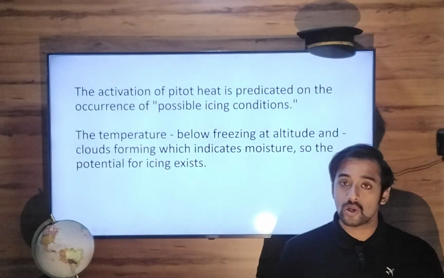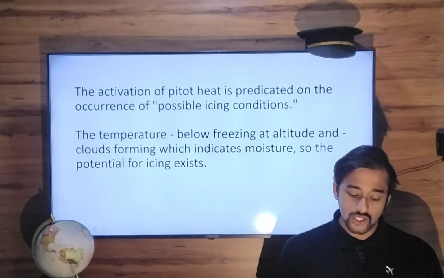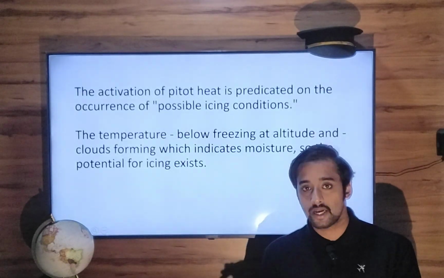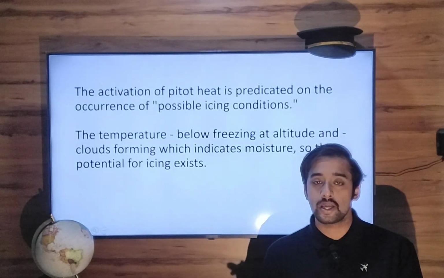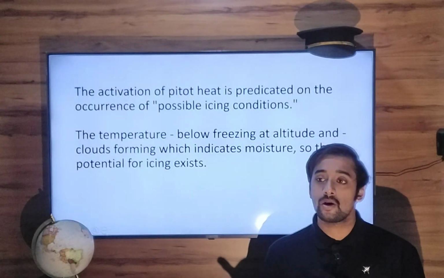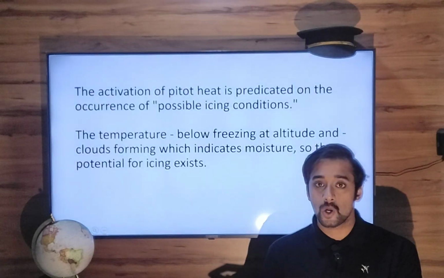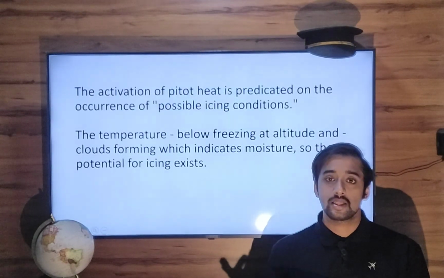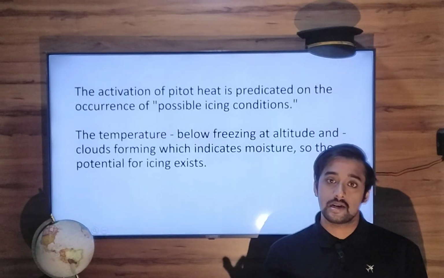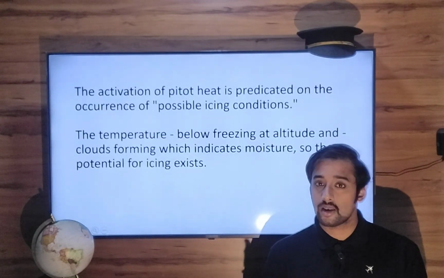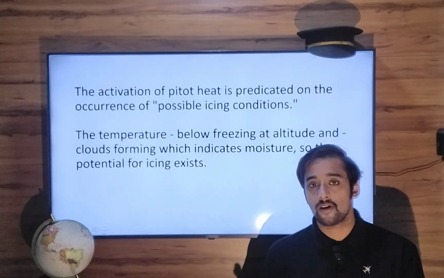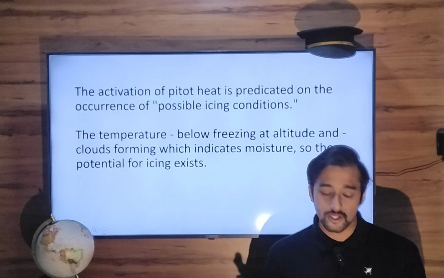The activation of pitot heat is predicated on the occurrence of possible icing conditions. If you suspect that you're going to enter icing conditions, you will activate this pitot heat element in the pitot tube. And how will you know whether icing conditions are developing or not? Moist conditions, the temperatures around your aircraft, the altitude you're flying, formation of clouds, fog, haze. These conditions are indicative of icing developments.